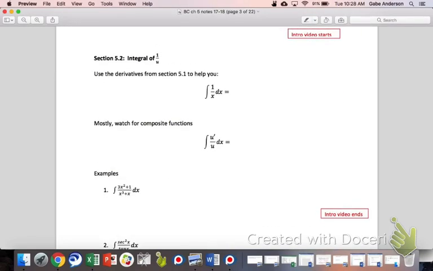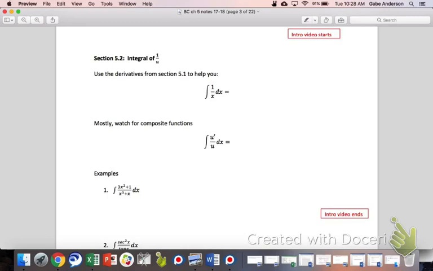5.2, I thought these went well together because 5.2 just takes 5.1 and reverses it, right? It just undoes the concept we looked at in 5.1, so they're kind of inverses of each other. So in 5.2, we're going to look at integrals that lead to ln, because in 5.1, we looked at derivatives of ln. So we're just going to try to go backwards to get to these, and I think you'll find some of these to be pretty straightforward.